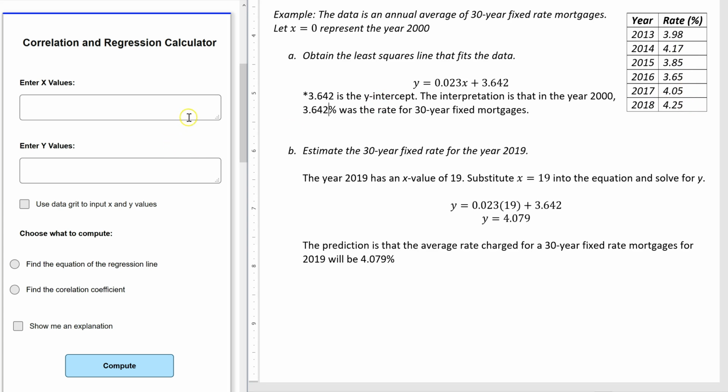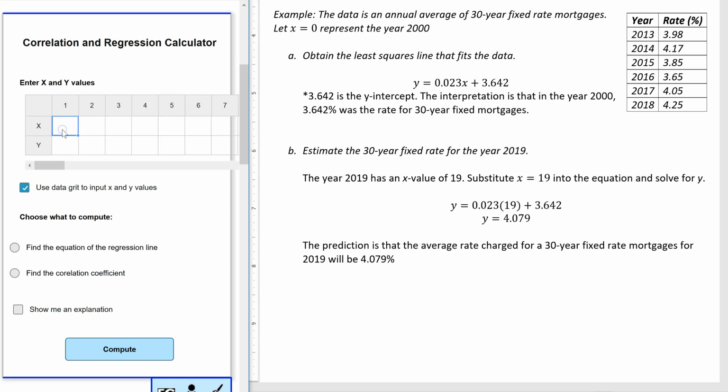What I'm going to do is come over to the Correlation and Regression Calculator website, and I tend to prefer to use the data grid to input my data. So my first ordered pair is going to be for the year 2013, but I will write the x as just 13. And then below that, I have 3.98. The year 2014 will be written as 14 and 4.17. So I'll get all this entered and then move on to the next piece.